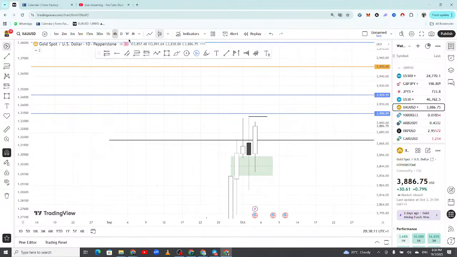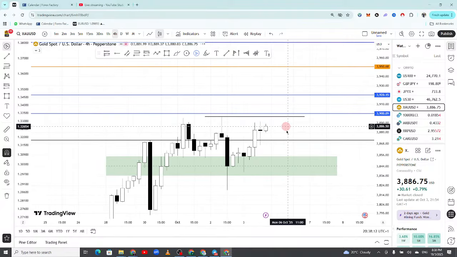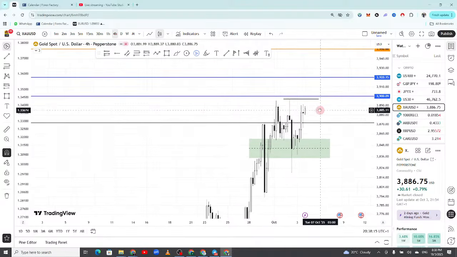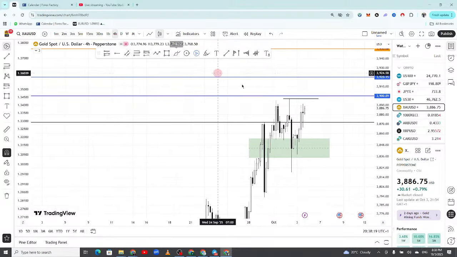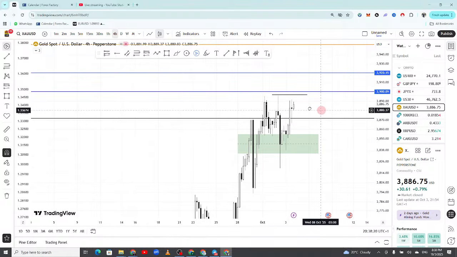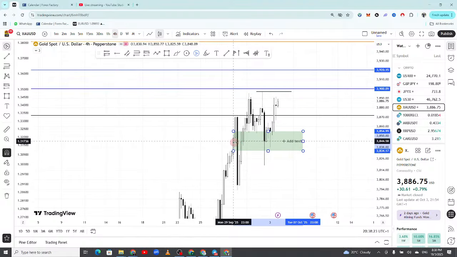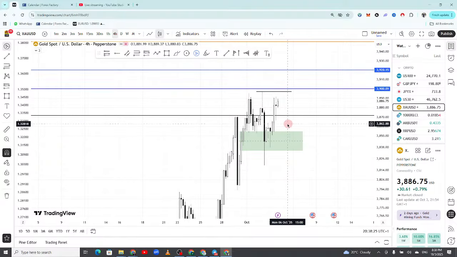But for now, I'm not bearish on gold. Okay, I'm not bearish on gold, though I was last week. But looking at how the weekly closed, that's not something to ignore. When you see how the weekly or the daily candle closes, it gives you information on what to expect.